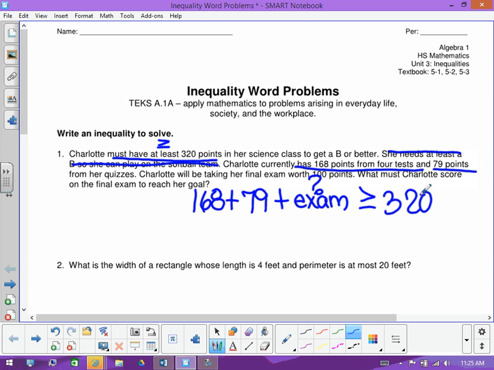How are you going to solve for this? How do we get rid of those other two? Combine them, and then do what with them? Subtract. Okay, so I'm going to use E for exam. If we subtract this from both sides, what are we subtracting? 247. So if you subtract, what are we going to have? 320 minus 247. So it means she has to make at least a 73 on her exam.